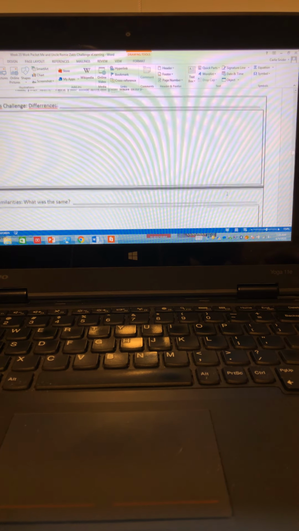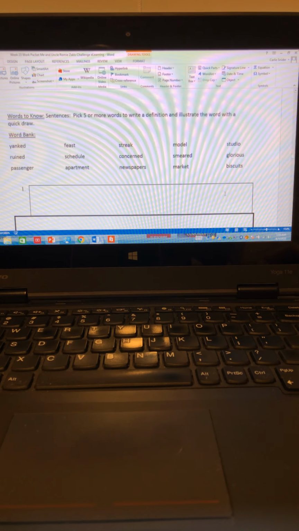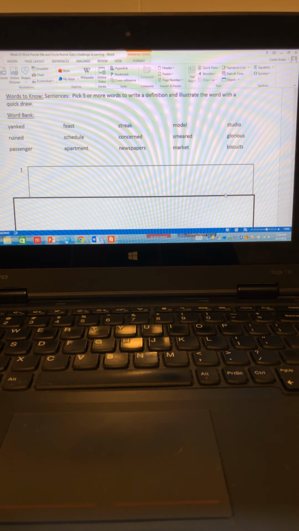Once you finish with this assignment, you're going to get ready to do your last part, which is your focus words. With the focus words, if you printed out your packet, you can write directly on the packet and do the drawing part. If you're typing on your packet, you may type in the first box beside the number, and in the second box, you can put an emoji or a clip art to show what that word means.